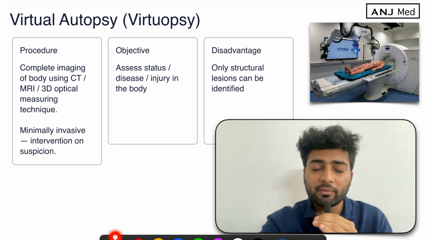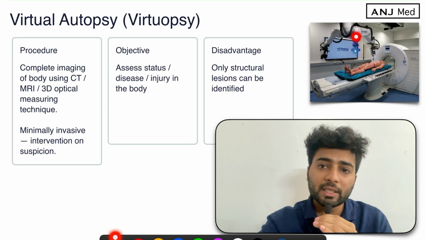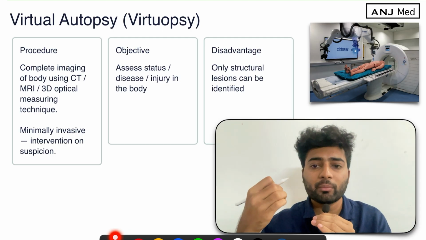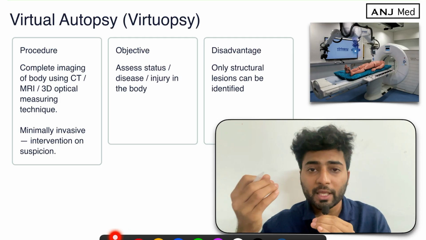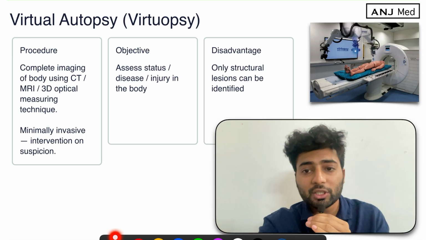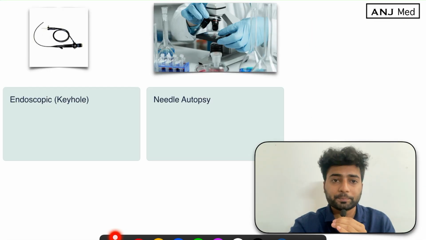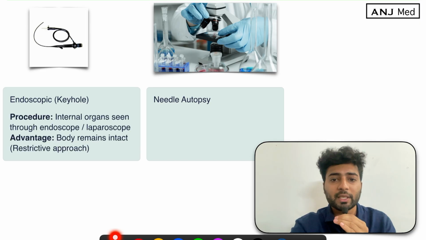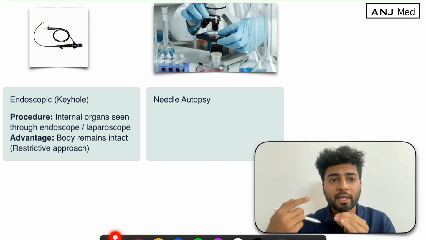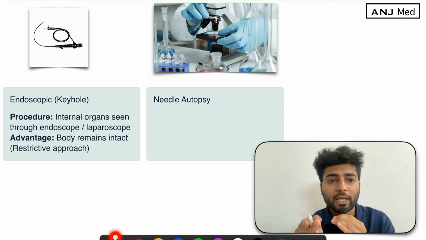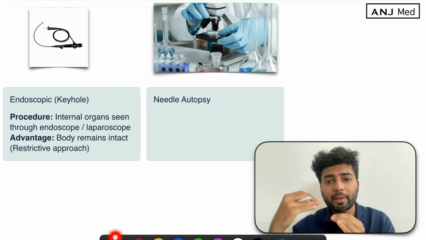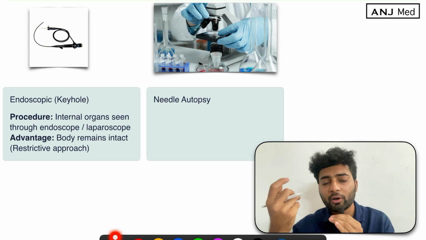But the disadvantage is that the CT scan can only see structural lesions, any injuries. If the person died due to poisoning, the CT scan will obviously not detect that poison, right? So only structural lesions can be identified. Now endoscopic autopsy: an endoscope is put inside the body and the internal organs are examined. So we use an endoscope or a laparoscope. The advantage is the same as in CT scan, the body remains intact and it's a restrictive approach.